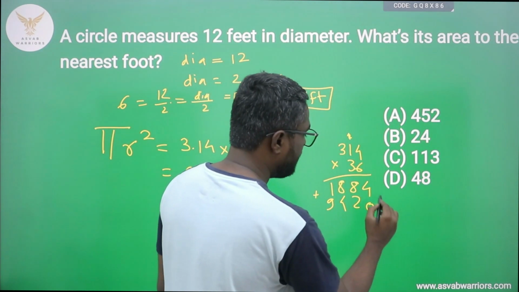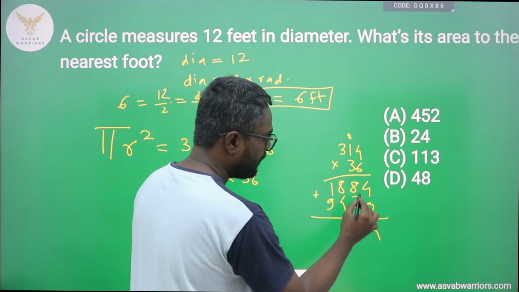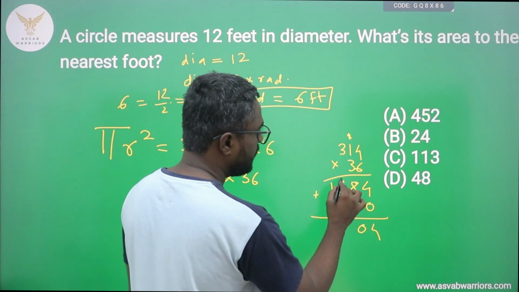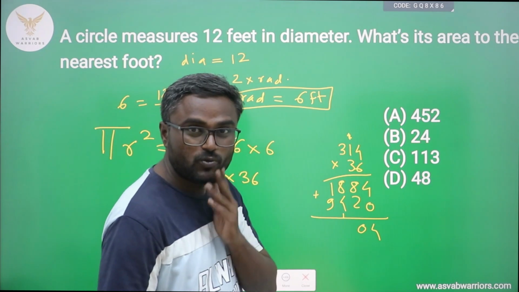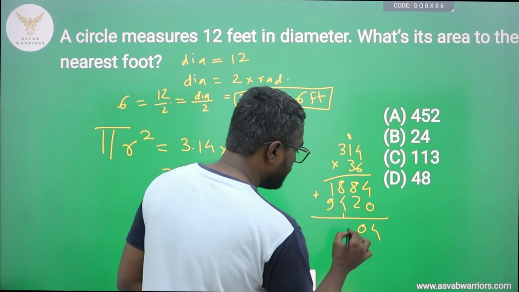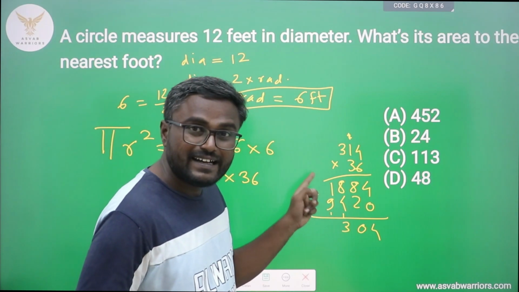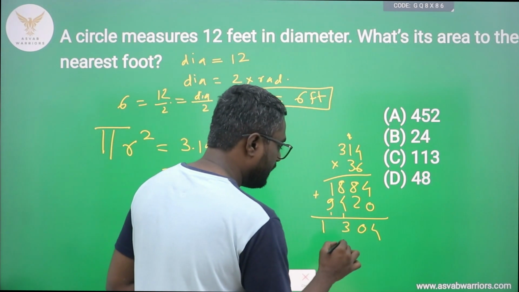I'll just add everything up. 4 plus 0 is 4. 8 plus 2 is 10. So I'll put a 0 over here, 1 over here. 8 plus 4 is nothing but 12 plus 1 is 13. So I'll put a 3 over here, carry the 1 over. 9 plus 1, 10. 10 plus 1, 11.